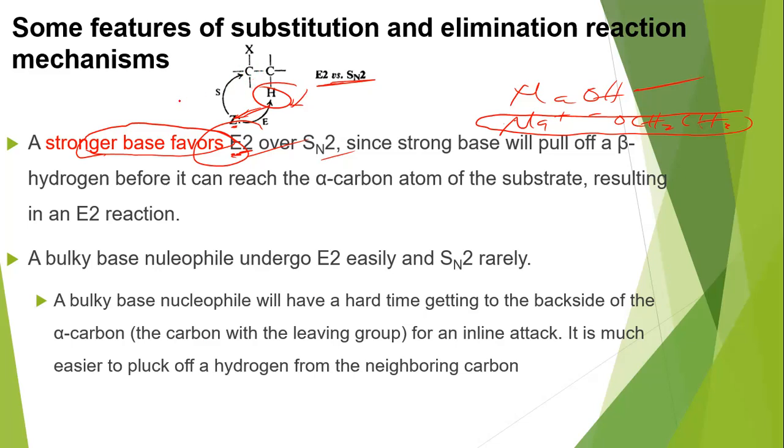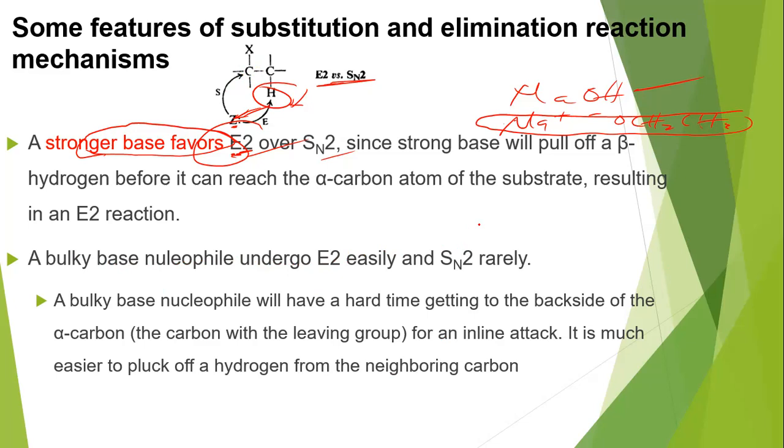So use a very strong base if you want to follow E2, and use a moderately strong or a weak base if you want to follow SN2. Very simple. We are also saying that a bulky base or nucleophile will undergo E2 more easily than SN2.